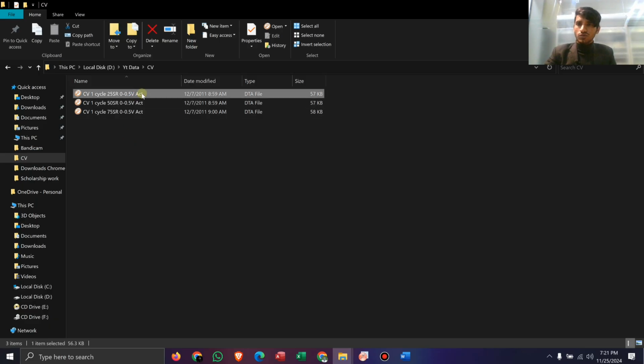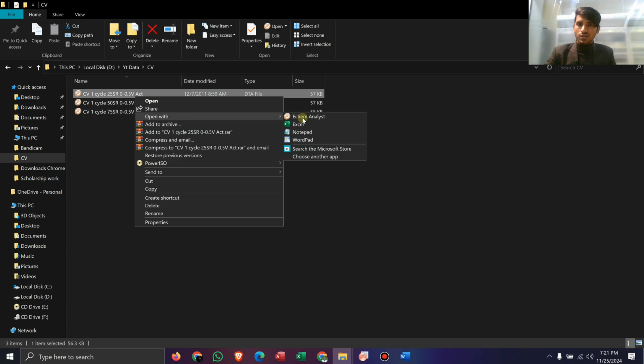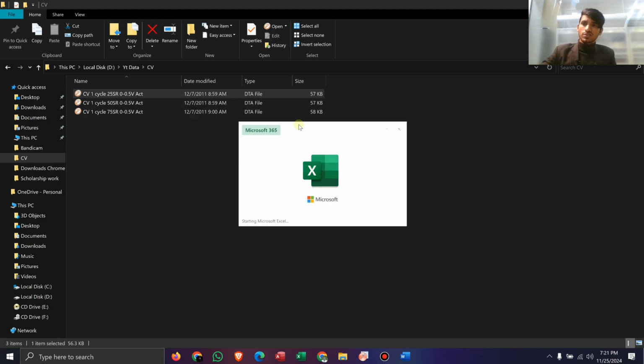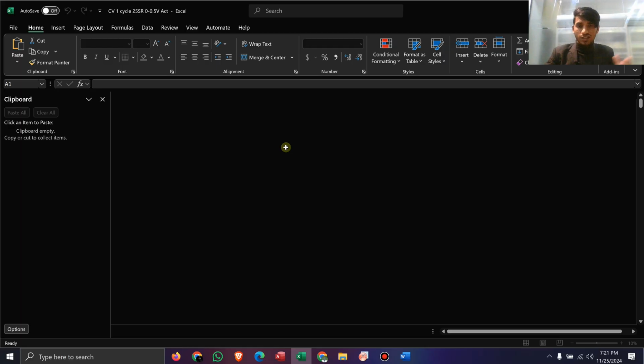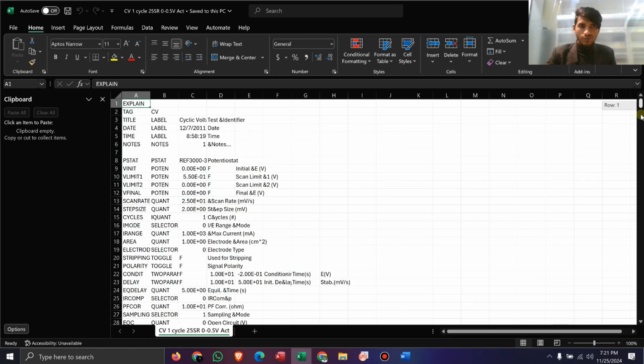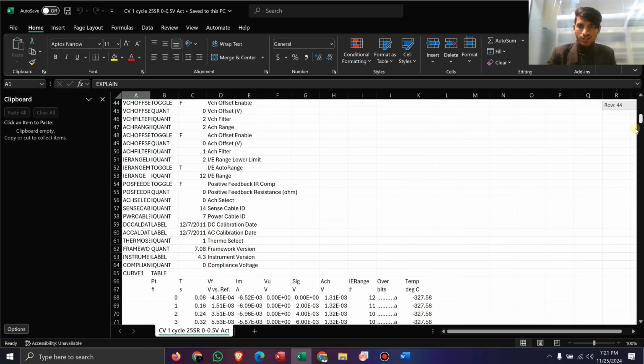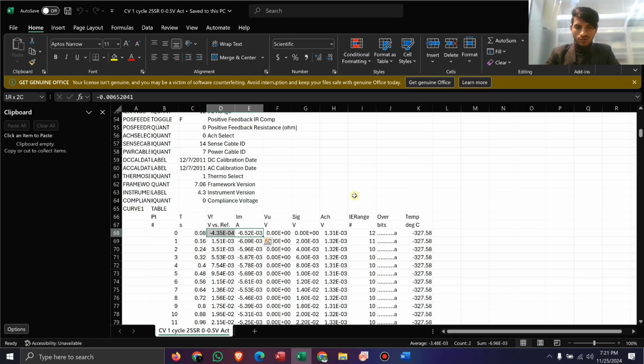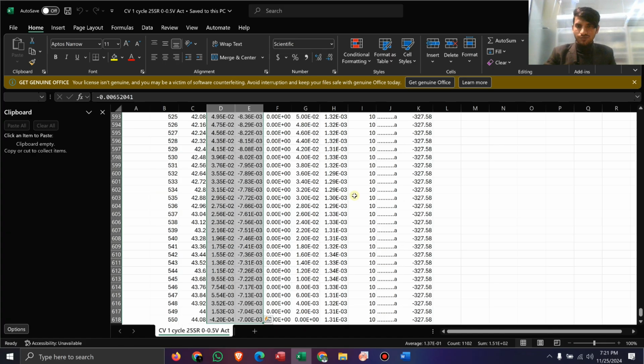And then what you have to do, you have to open it. You have to plot it in Origin. So for plotting the CV in Origin, you have to collect the current and the voltage values. So here I'm going to collect the current and voltage values. Here is the current value, and the second column is the voltage. So I'm going to copy this one.